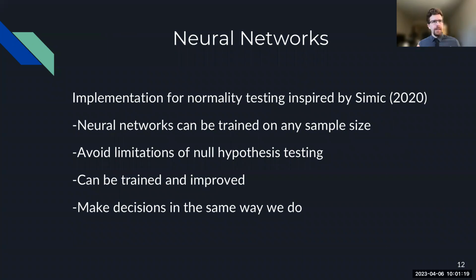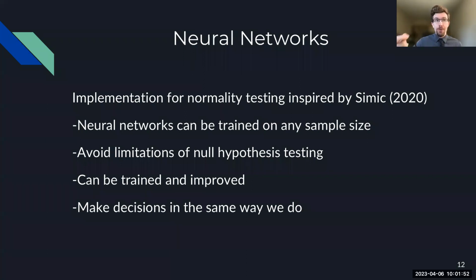So for our case, we're going to be leaning into and using Simic's work. We based some of our initial thoughts and processes in one of our networks based on Simic. He implemented normality testing through a neural network. And so some of the benefits of using neural networks for this context is they can be trained and tested on any sample size. They're not sensitive to this. They don't have the same limitations of null hypothesis or alternative hypothesis. The assertions are much different.